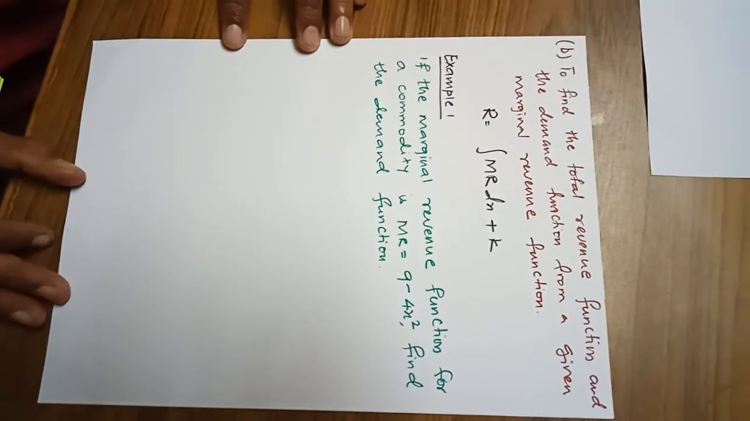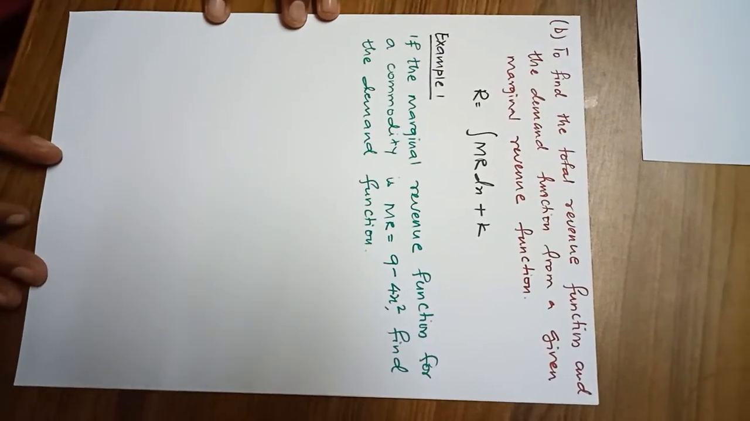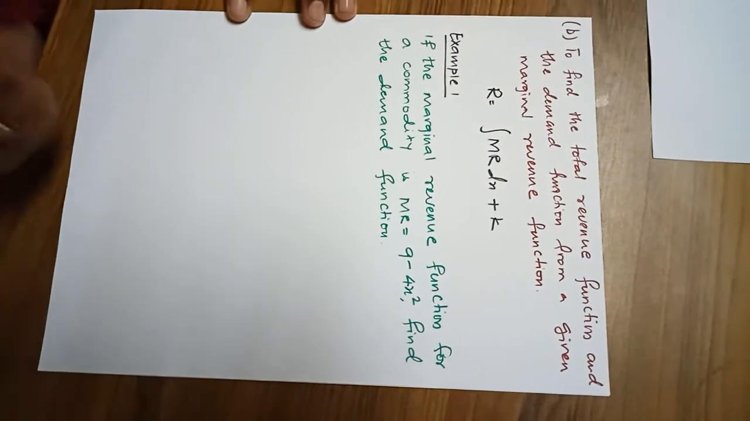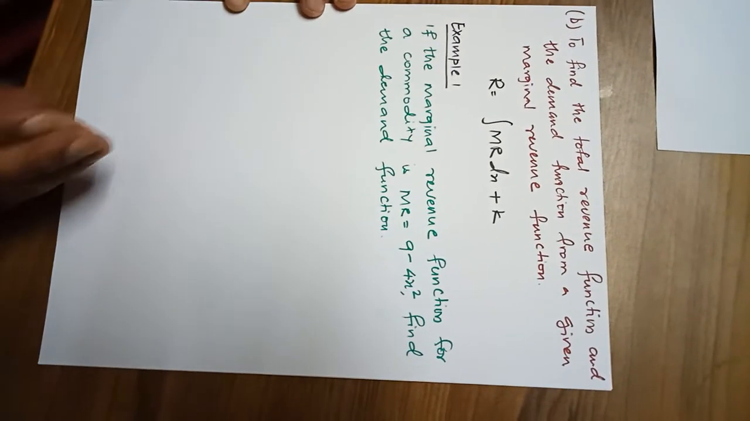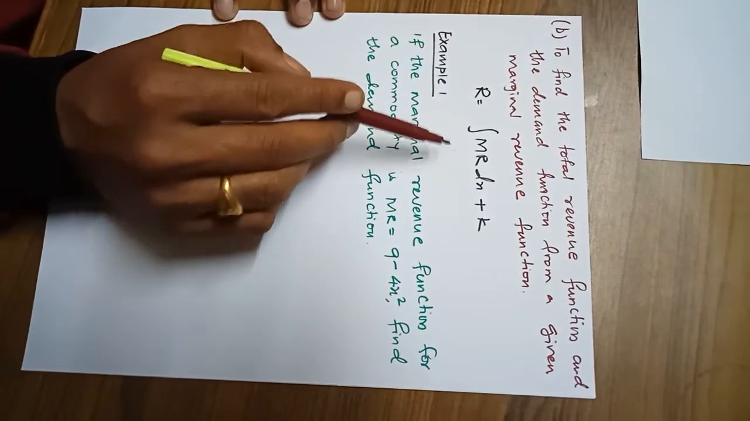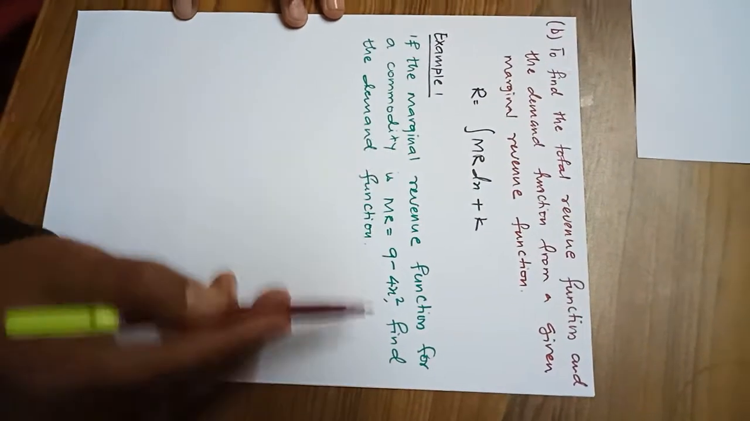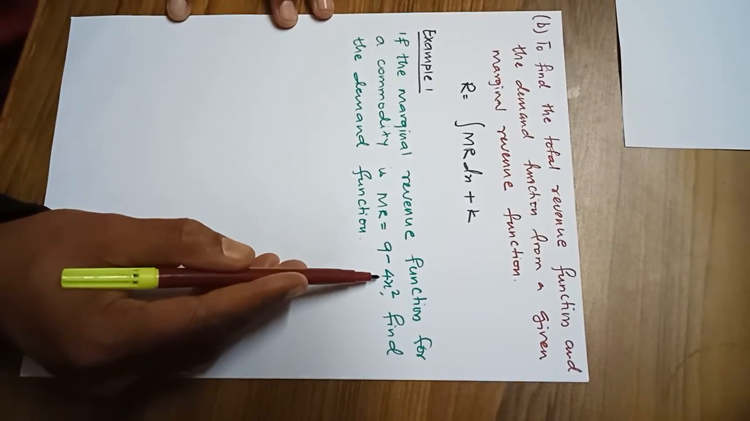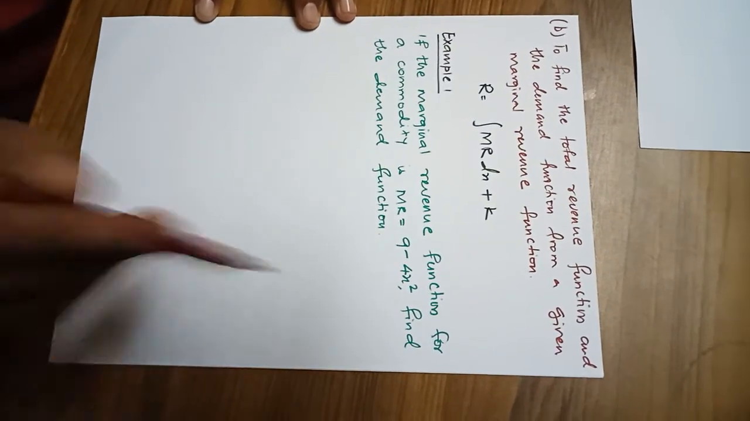The second application is to find the total revenue function and demand function from a given marginal revenue function. When marginal revenue MR is given, how do we find R? Now you know if R is given, to find MR you need to differentiate. So if MR is given, to find R you need to integrate. The same formula, with MR instead of MC: R is the integral of MR dx plus K. Now let's look at an example. If the marginal revenue function for a commodity is given as MR = 9 minus 4x squared, find the demand function.